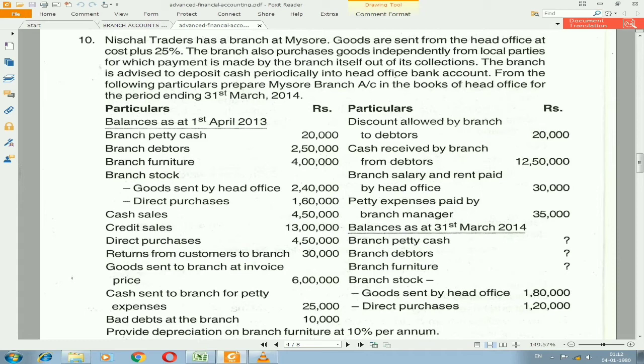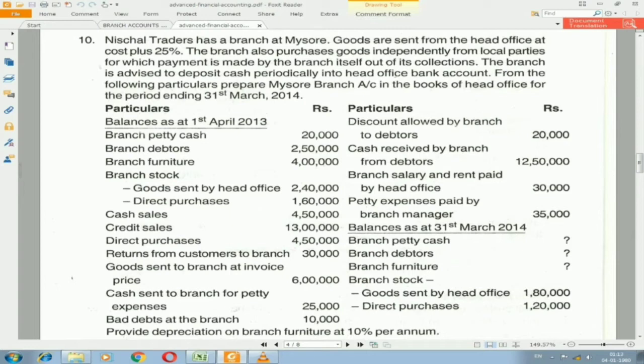goods sent to branch at invoice price, cash sent to branch for petty expenses, bad debts at branch, then discount allowed by branch to debtors, cash received by branch from debtors, branch salary and rent paid by the head office, petty expenses paid by the branch manager, and the closing balances we are supposed to find out and enter, that is branch petty cash, then branch debtors, branch furniture, branch stock, goods sent by head office as well as direct purchase made by the branch. Then we have depreciation on branch furniture at 10% per annum.